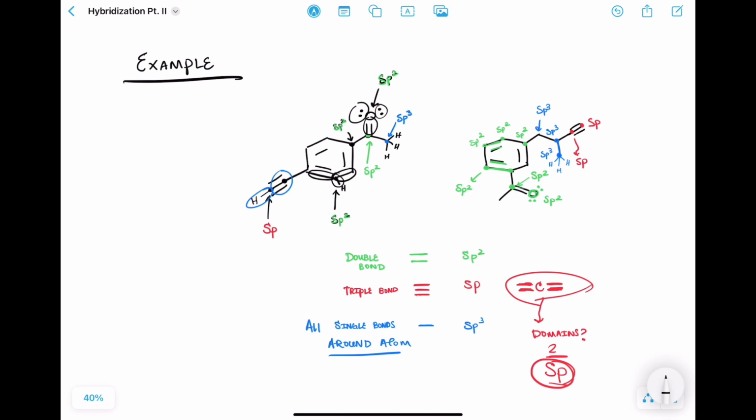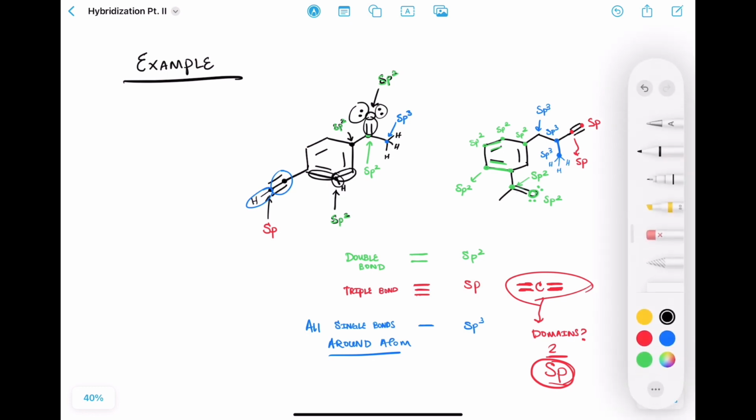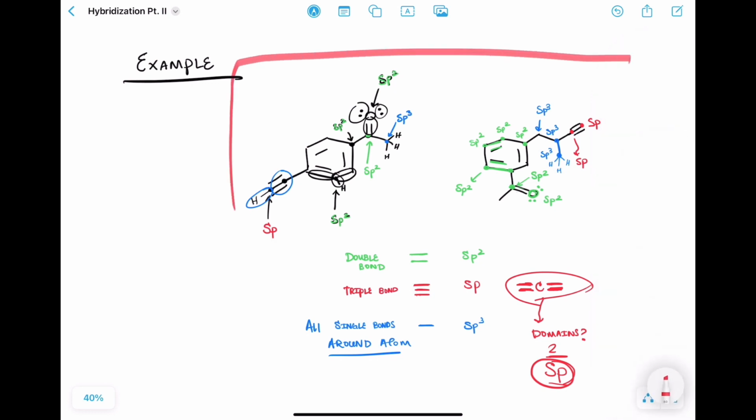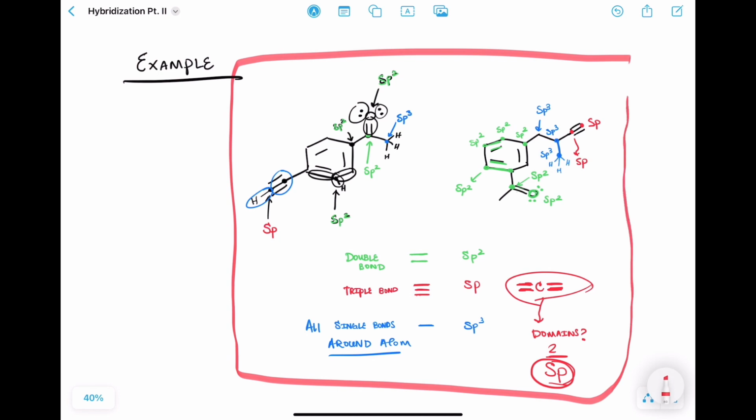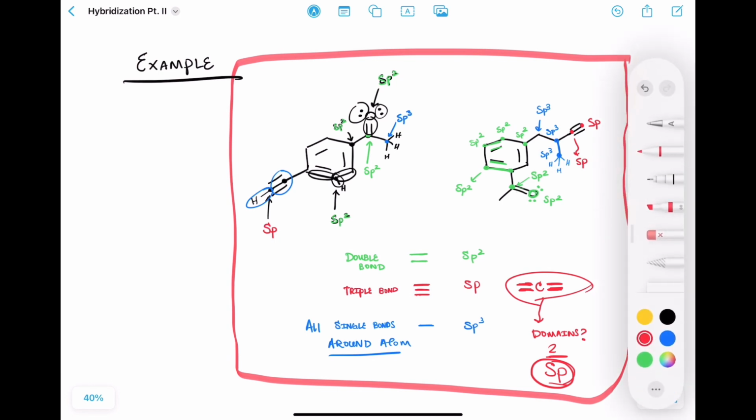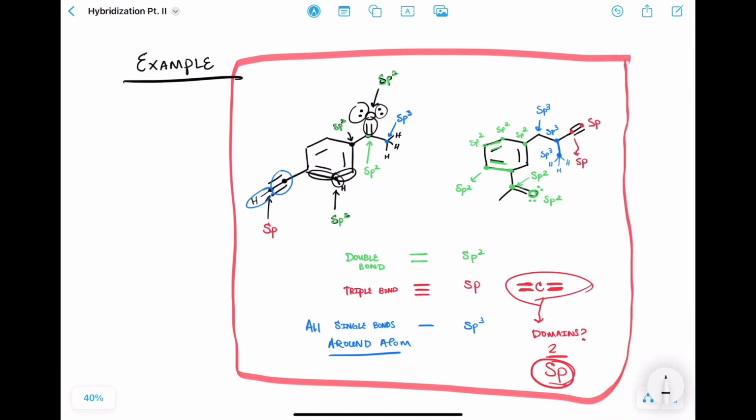This is very high yield, so I'm going to make sure you know this. It's high yield in the sense that you're going to get problems like this all the time. You're going to get a molecule, and then you're going to be asked which carbons are what hybridization, which atoms are what hybridization. They could be oxygens, they could be nitrogens, they could be any atom, but the same principles apply. We'll go over more examples later.